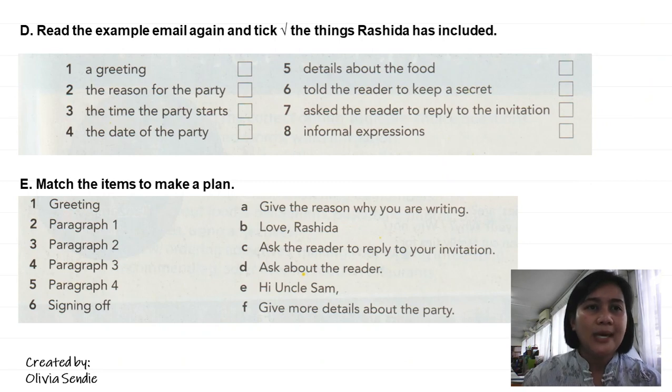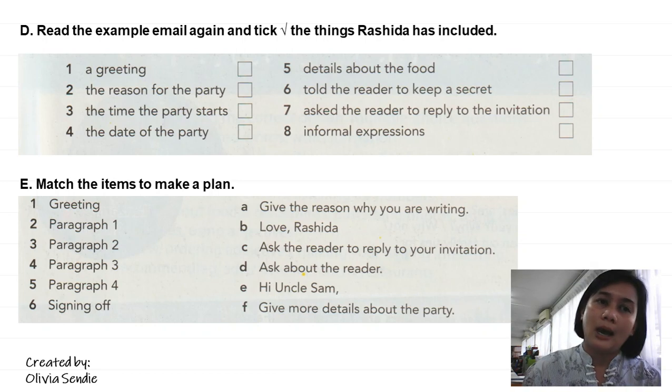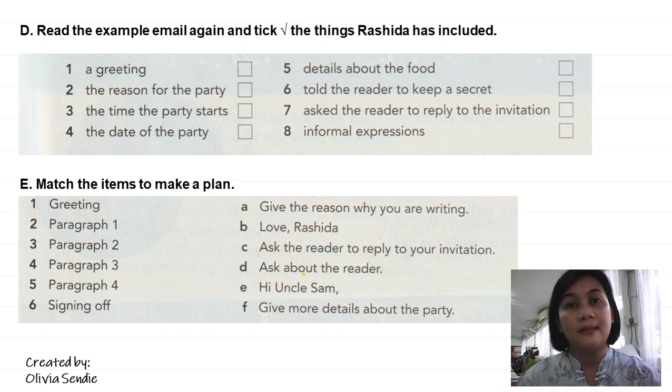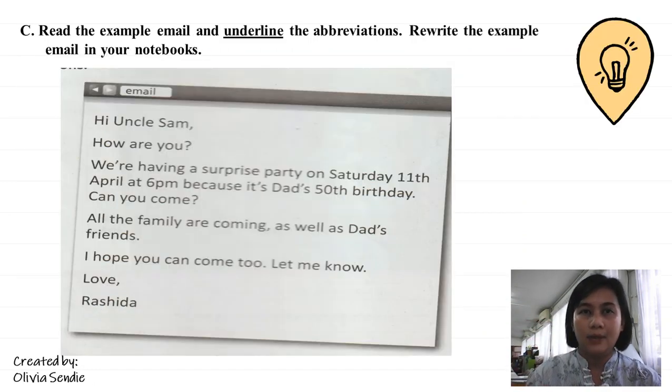Practice D. Read this example email again and tick the things Rashida has included. Okay, so there's 8 there. Are there greetings in the email? Is the reason for the party being stated in the email? Okay, so you need to tick. Put a tick in the box. You need to copy this practice, and you tick what are the things that Rashida has included in this email.